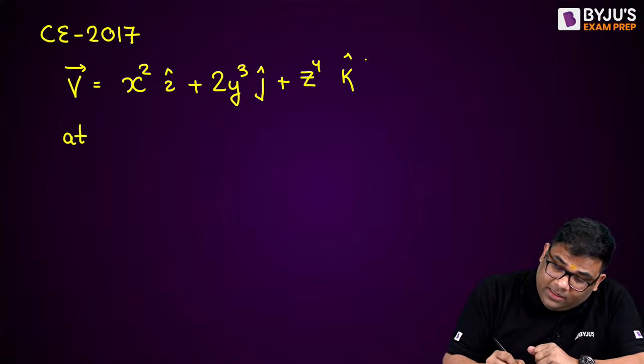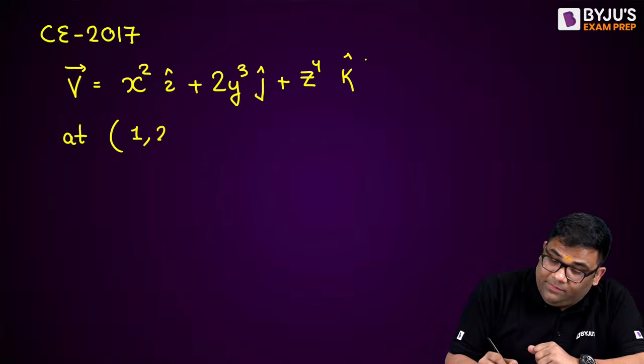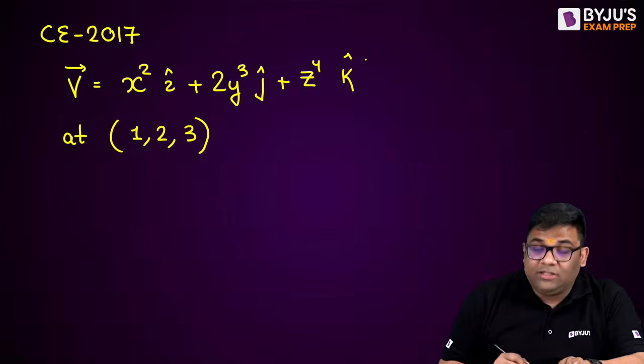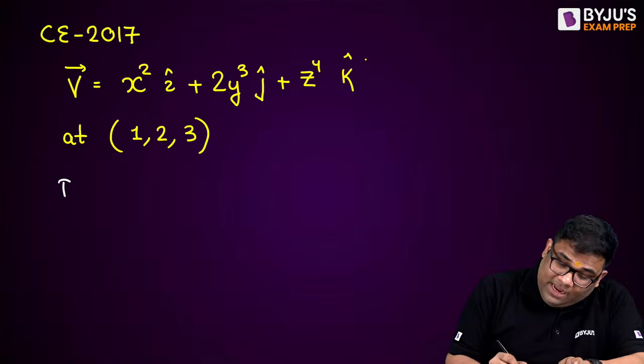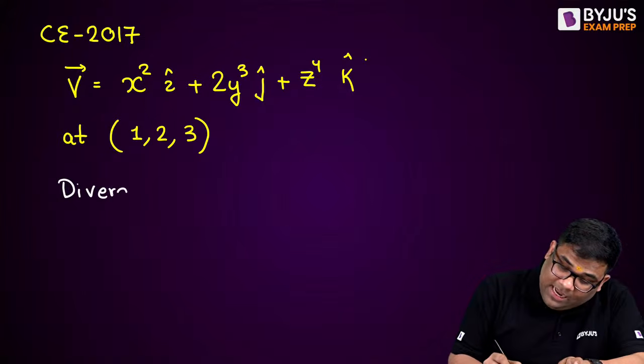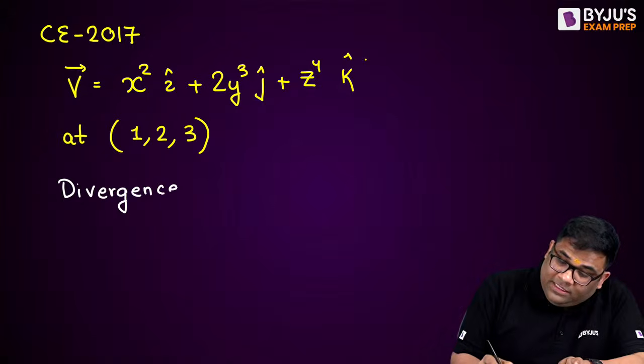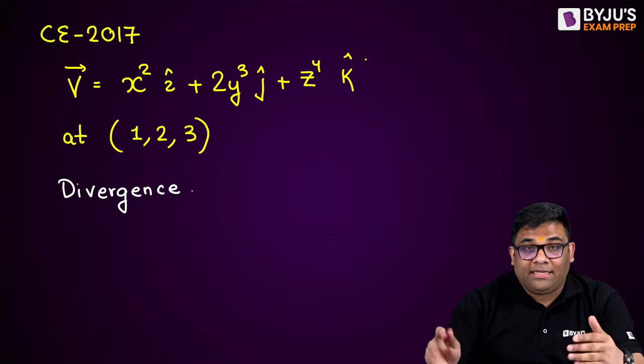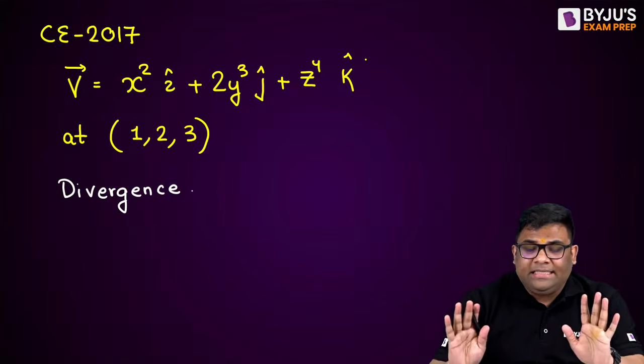At 1, 2, 3 means x is equal to 1, y is equal to 2 and z is equal to 3. We are asked to find out the divergence. Obviously, a vector is given. Why? Because divergence acts on a vector only, right? So very easy.